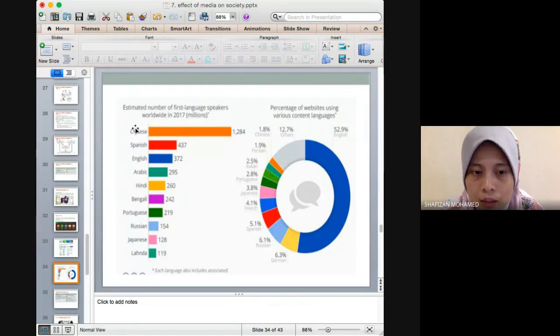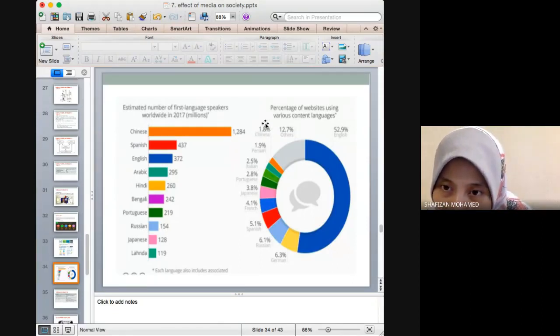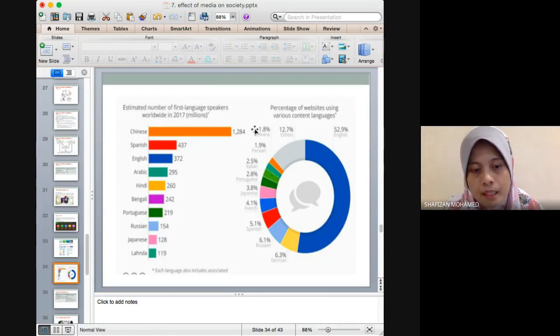There is no one Chinese language or one Indian language. Mandarin is the most spoken language in the world. But you can see the percentage of Mandarin being used on the internet is only 1.8%. That means all those Mandarin speakers have no choice but must learn English, must be able to understand English to use this technology. Can you follow so far?